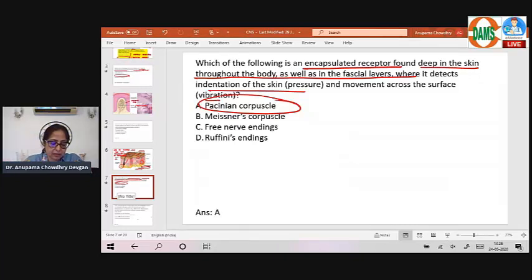Why not Ruffini for what? What are you saying? Why not Ruffini? For what? Merkel's discs are present in the glabrous as well as the hairy skin, isn't it?